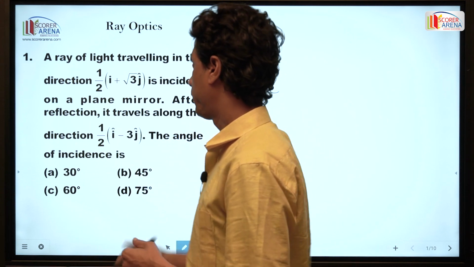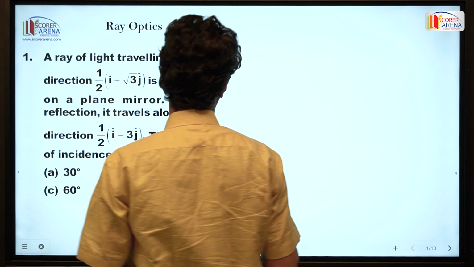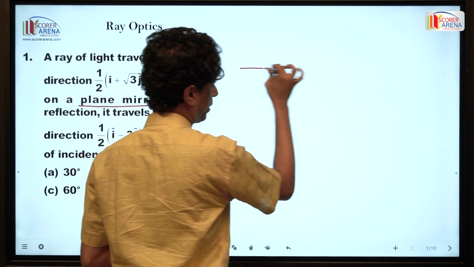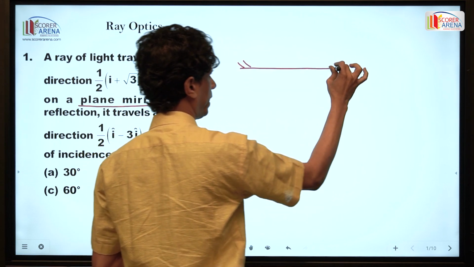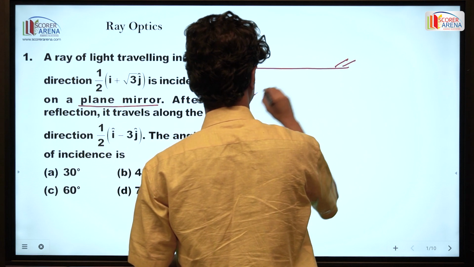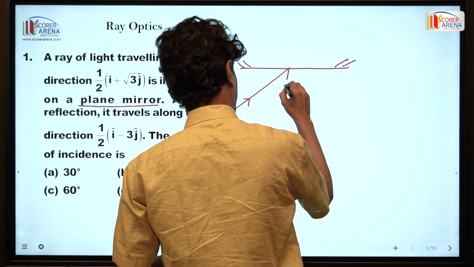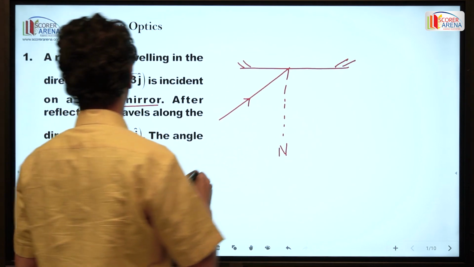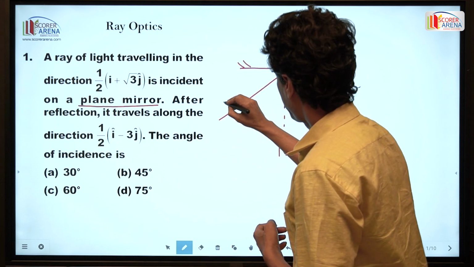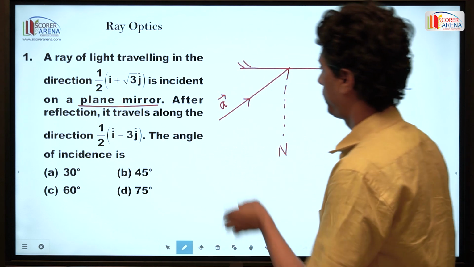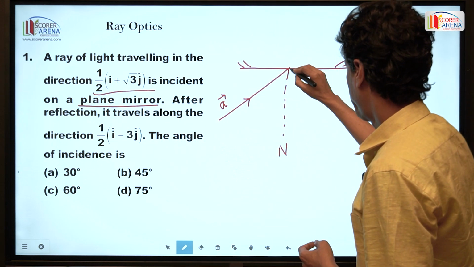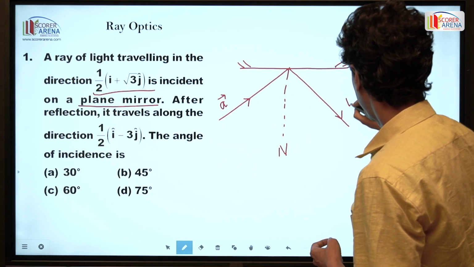Time to move on problems of ray optics, and first one is here. A ray of light traveling in the direction is incident on a plane mirror. Let us say there is a plane mirror and a ray incident, and normal drawn to the plane mirror. This is, let us say, a vector, that is the incident of light. It is given, and after reflection the vector becomes b.